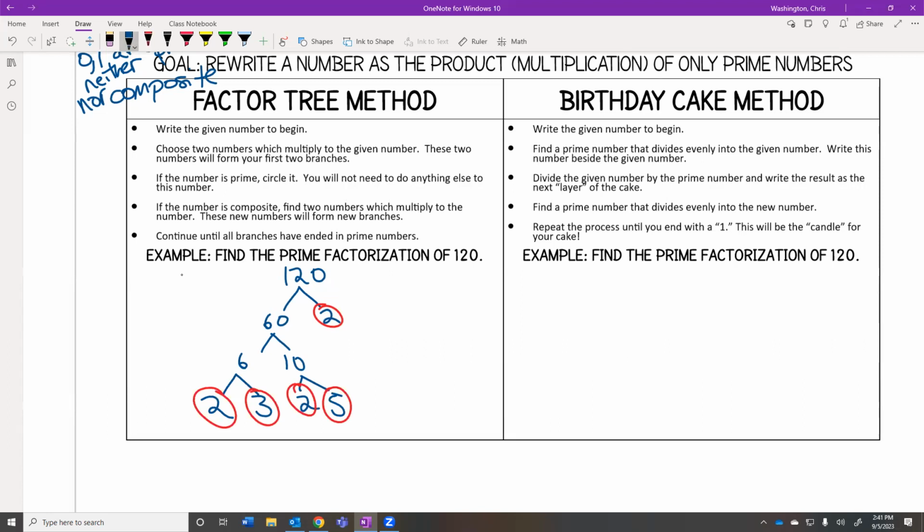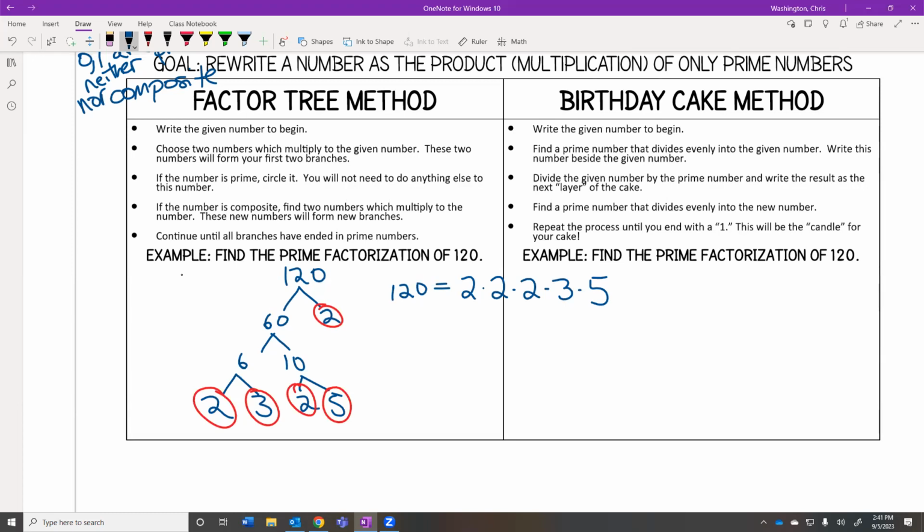So now prime factorization means we can write this number as a product, multiplication, of just prime numbers. So 120 would be equal to all of these numbers that we've circled multiplied together. I'm going to put them in order from least to greatest: 2 times 2 times 2, there's 3 of those, there's 1 3 and there's 1 5.